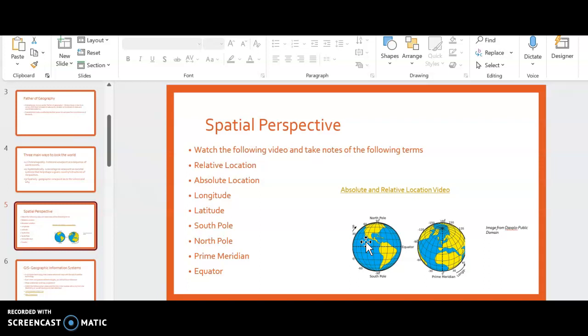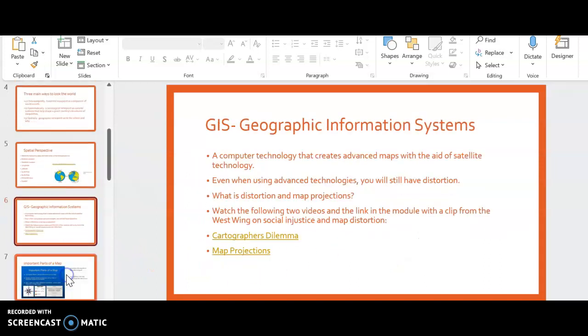Your relative location is where you are, like in a vicinity. Like I'm in CCP building right now, so I am relatively in this building. But my absolute location is exactly where I'm sitting in terms of longitude and latitude. So this video will help you a little bit with that.